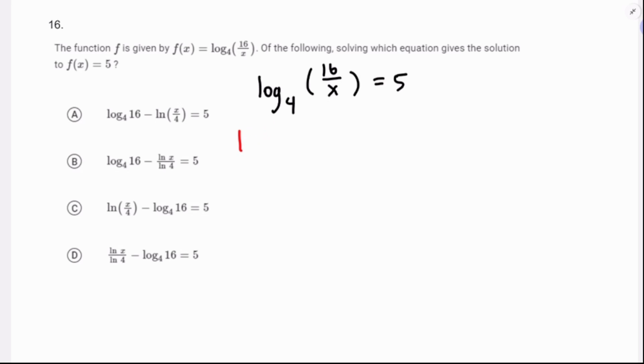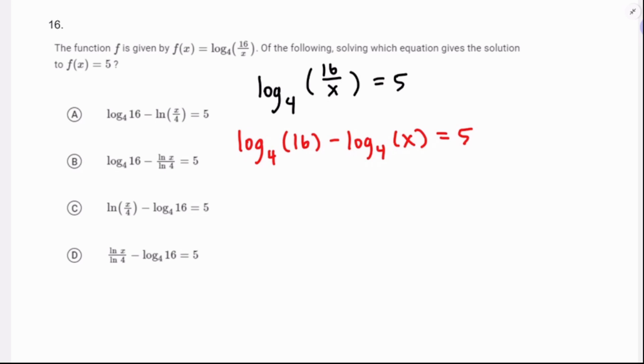So I'm going to say that this is equal to log base 4 of 16 minus the log base 4 of x is equal to 5. Okay, that is none of these, unfortunately, and now I'm looking to see. Oh, I'm just looking at them. Okay, I see which one it is.